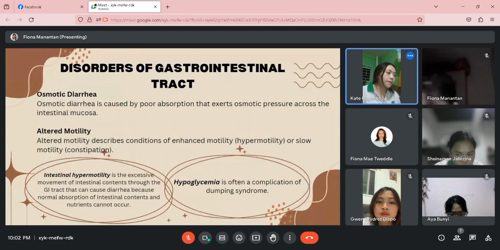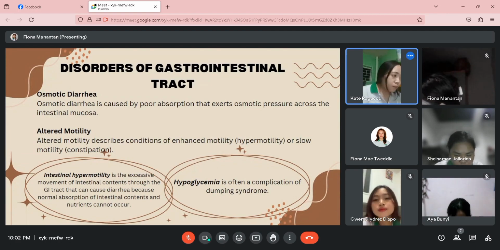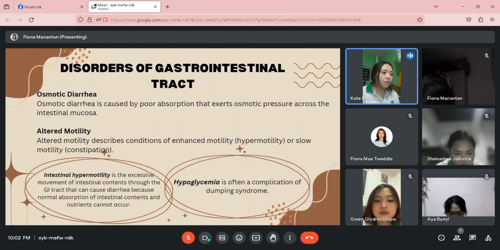Next, altered motility. Altered motility describes conditions of enhanced motility or slow motility or constipation. Both can be seen in IBS or irritable bowel syndrome, a functional disorder in which the nerves and muscles of the bowel are extra sensitive, causing cramping, bloating, flatus, diarrhea, and constipation. IBS can be triggered by food, chemicals, emotional stress, and exercise.